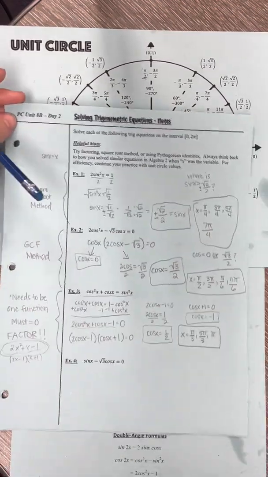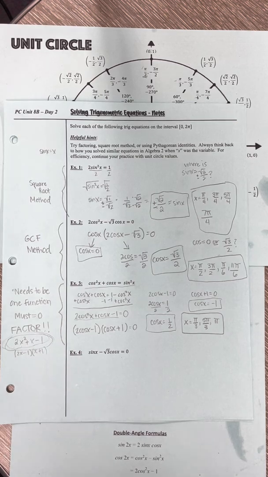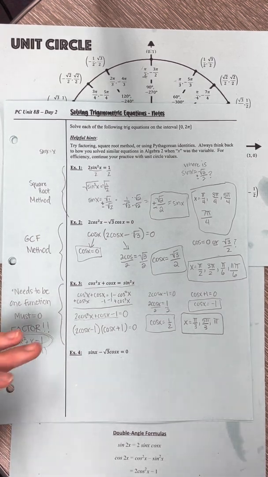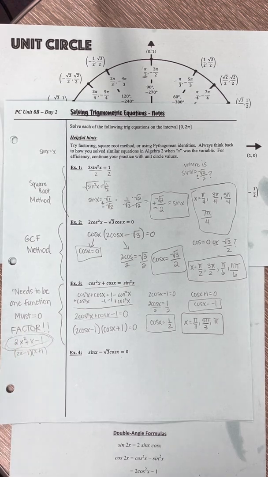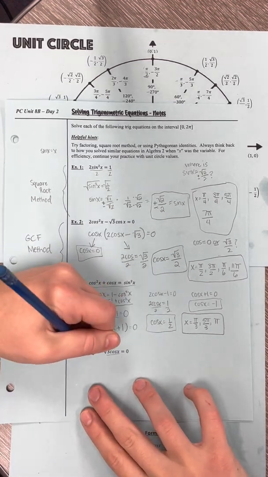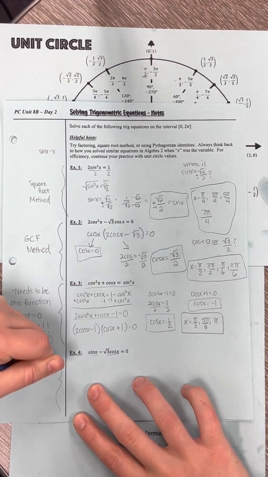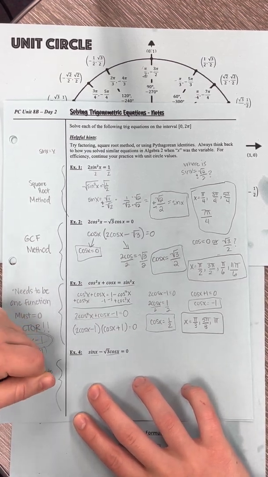All right, we got a couple more problems we're going to go through. Feel free to pause at any time and try to work it yourself, and then continue on with the video to double check that you're doing it correctly. So again, we have cosine and sine. We're going to have to change to one function.